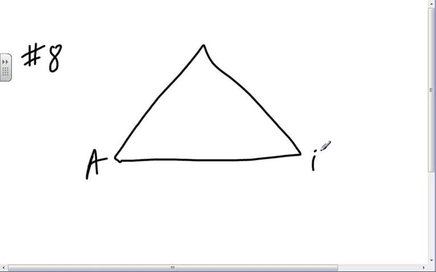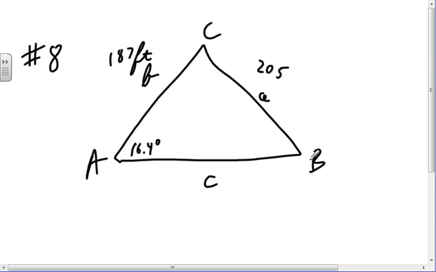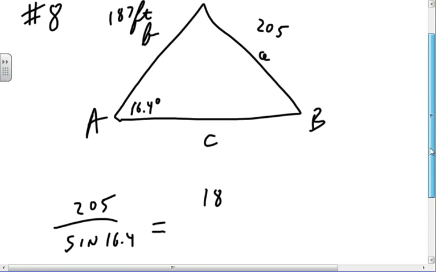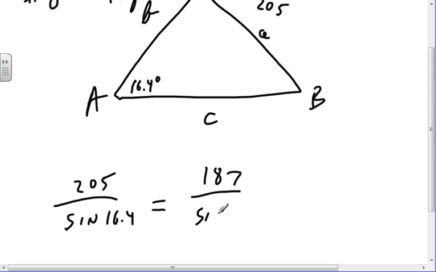I got an A, I got a B, I got a C, I got an A, I got a B, I got a C, and then I look at my data. 16.4, 205 feet, B, 187 feet. Okay, so we'll go for big B first. 205 divided by the sine of 16.4 is equal to 187 over sine B.